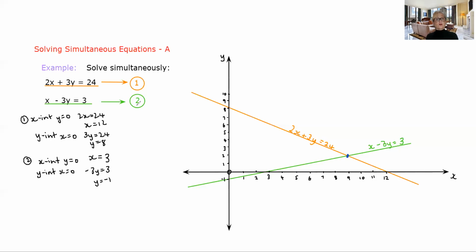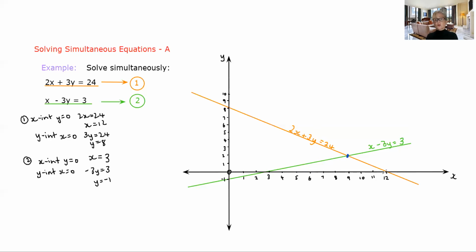Now, our green line has an x-intercept of 3 and a y-intercept of -1. And it too consists of an infinite number of points that satisfy that equation. So the x value minus 3 times the y value equals 3. In order to find a simultaneous equation, we want to find the x and y values that satisfy both.